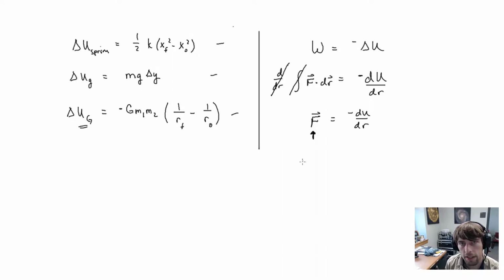It's not by accident that the gravitational force, which is negative G m1 m2 over r squared times r hat, looks a lot like G m1 m2 over r squared. Oh, excuse me, muscle memory. It's not by accident that those two look awfully similar.